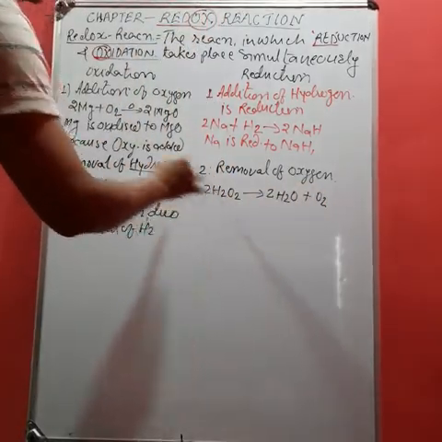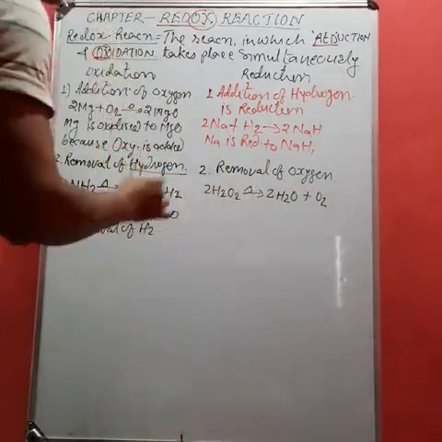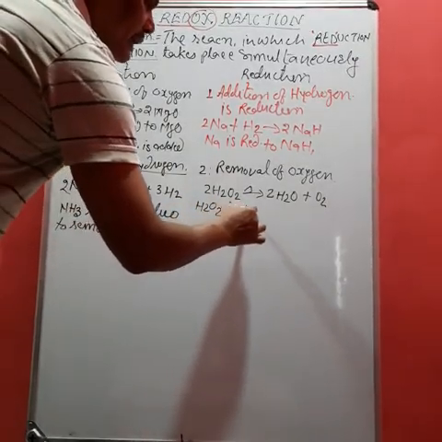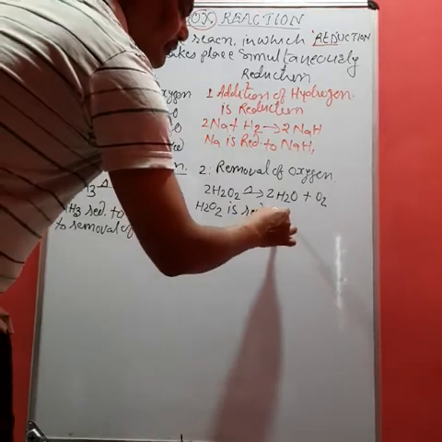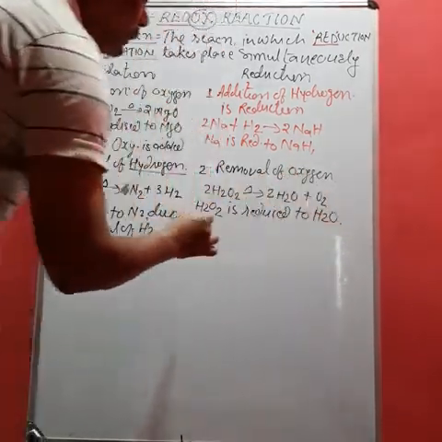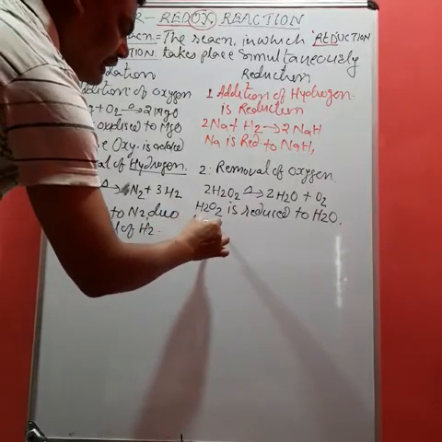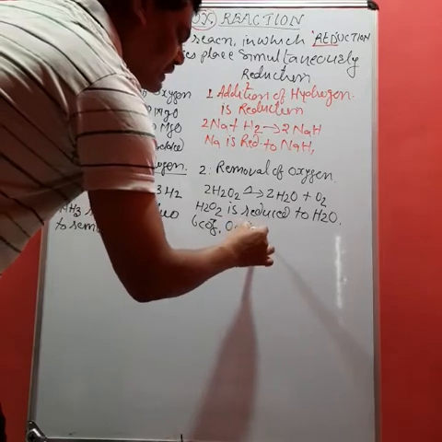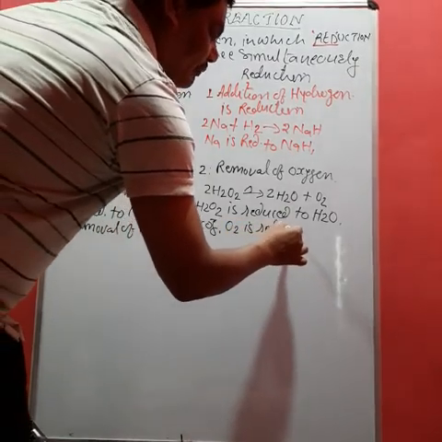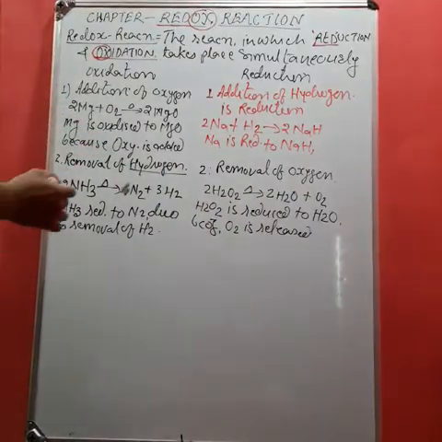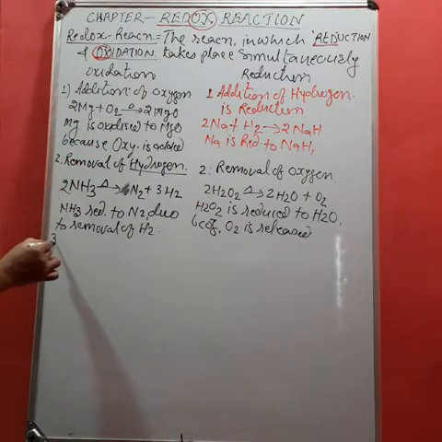Now, removal of oxygen, like here H2O2, when decomposed, converts into 2H2O plus O2. Okay, you balance it in this form. Now we can see here H2O2 is reduced to H2O. Why? Because O2 is released from it. This is called reduction. We can say some more definitions.